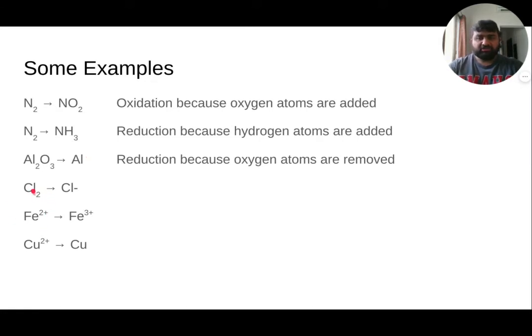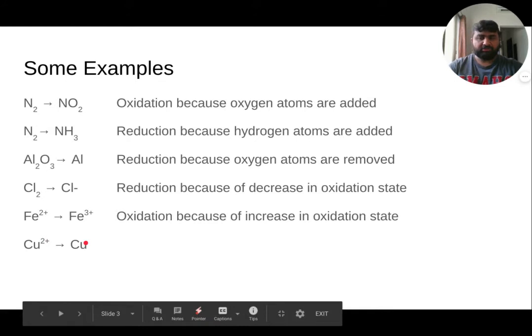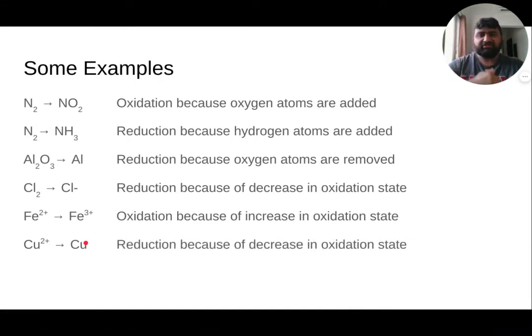Fourth one is actually Cl2. There is no charge in it, so we consider it as 0. Now we have Cl negative. So 0 becomes negative, which means electrons are gained. Or you don't have to mention electrons, just look at the charges. The charge decreases, so we call it reduction, a decrease in oxidation state. Next, Fe was 2 plus and now goes to 3 plus, so the oxidation state increases. Whenever oxidation state increases, we call it oxidation. Fifth one, the last one, plus 2 becomes 0, a decrease in oxidation state, so we call it reduction.